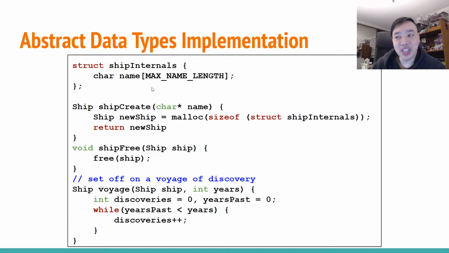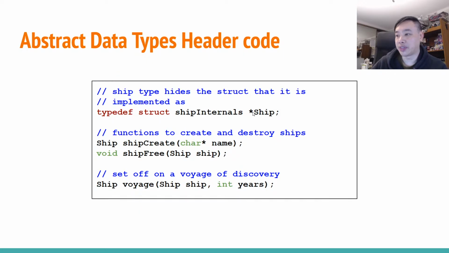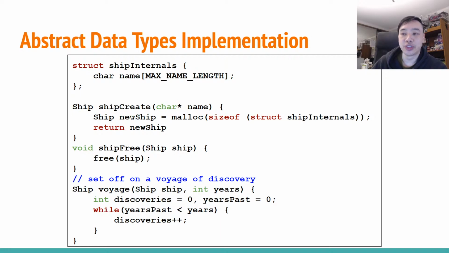So the implementation inside may have a ship internals, which is this structure, and the main file that's using it will never know what this is. It will never get access to it. It will only have this capital S ship and know that it can use it with certain functions. So I've got this thing that will create a new ship by memory allocating it. And then freeing it. I'm missing a line of code here.